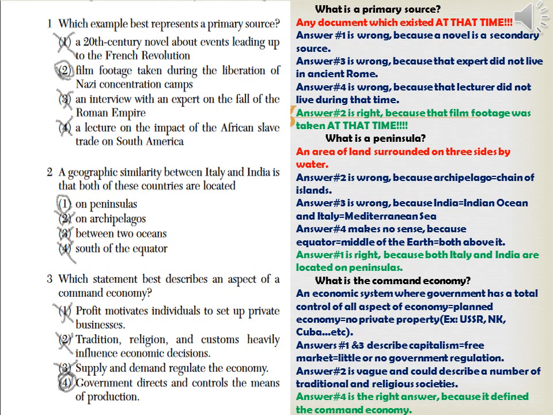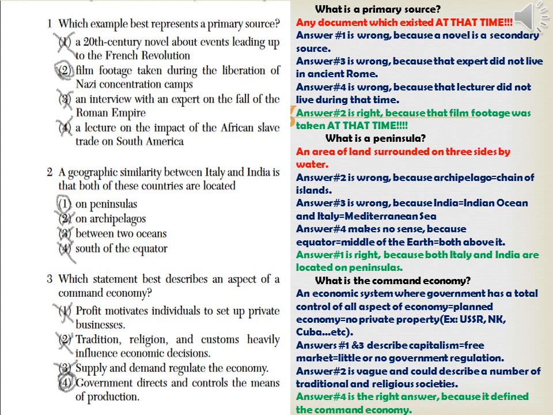Question number 2. A geographic similarity between Italy and India is that both of these countries are located. Is it 1. On peninsulas? Is it 2. On archipelagos? Is it 3. Between 2 oceans? Or is it 4. South of the equator?